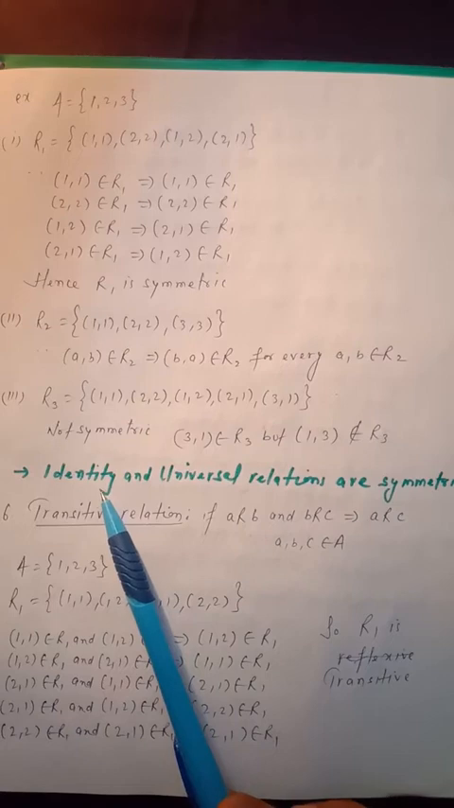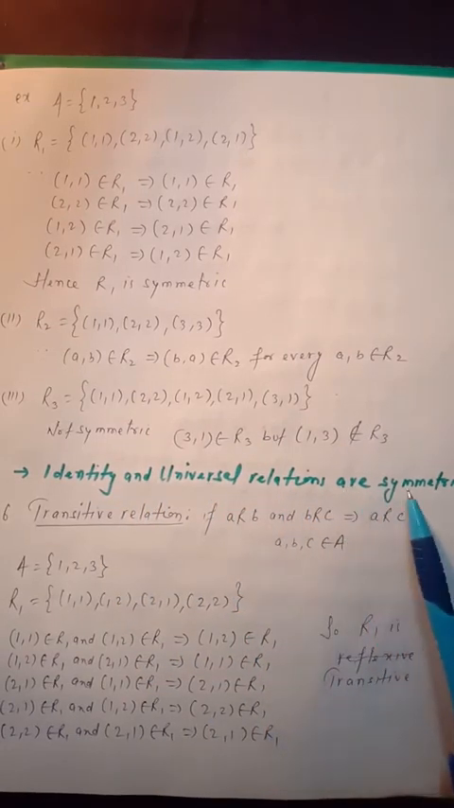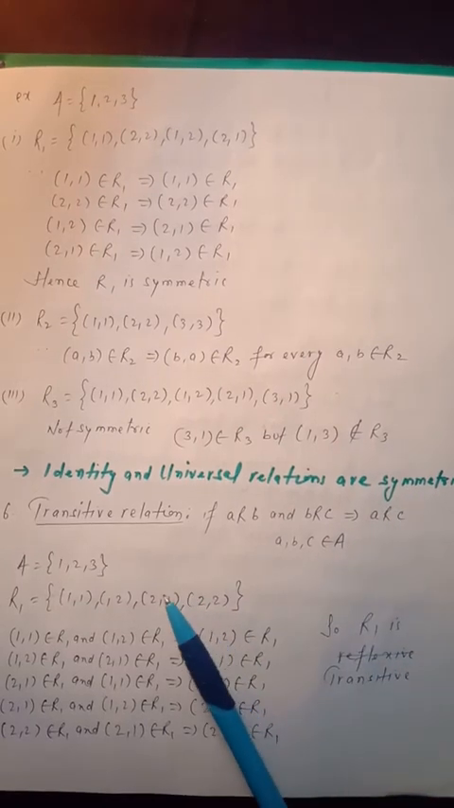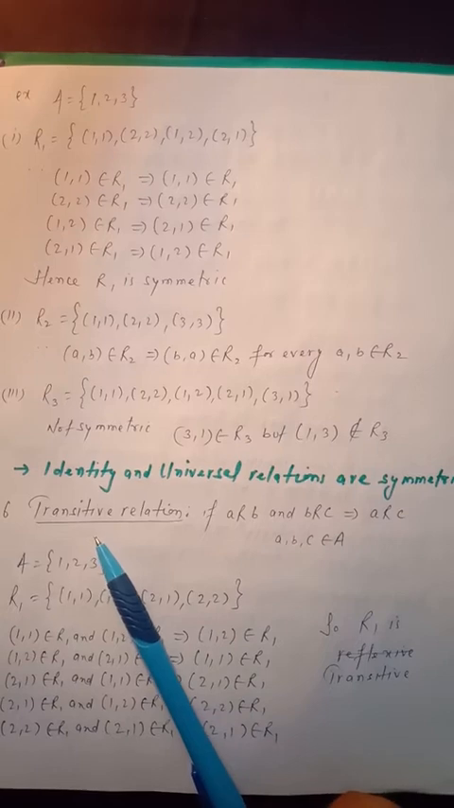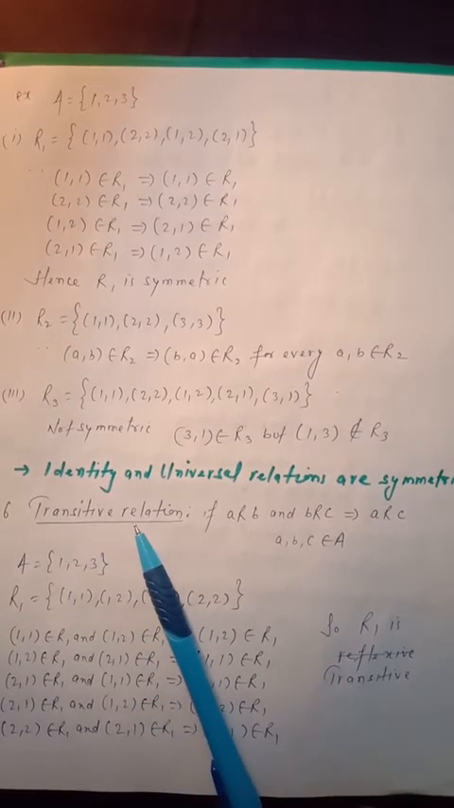One more note here, that every identity and universal relation is symmetric. What does it mean? That identity and universal relations are symmetric.